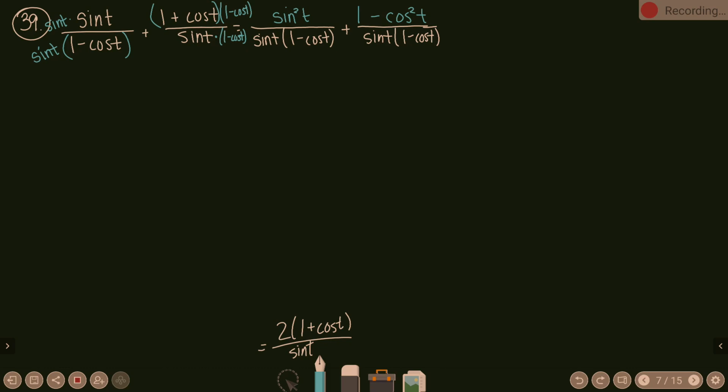Okay. If you didn't already put it together as one fraction with the common denominator, do so now. Denominator is sine t times 1 minus cosine t. Denominators are the same. The numerators then we are just going to add. So when I add my numerators, sine squared t plus 1 minus cosine squared t. Okay. What do you see now?